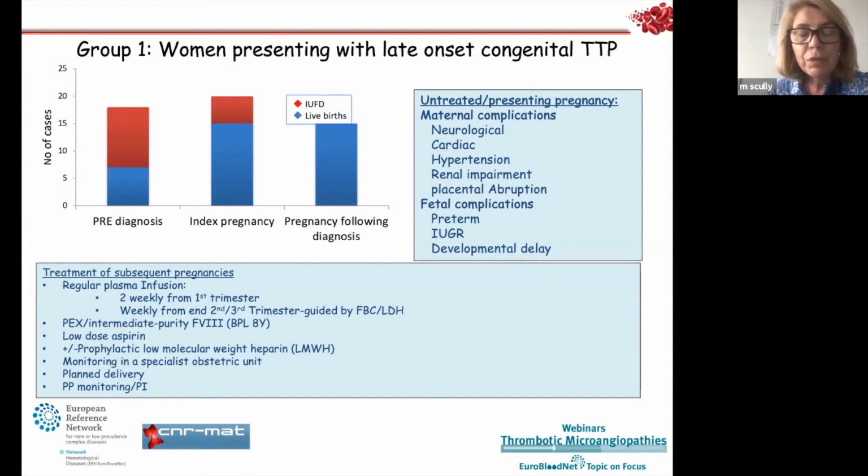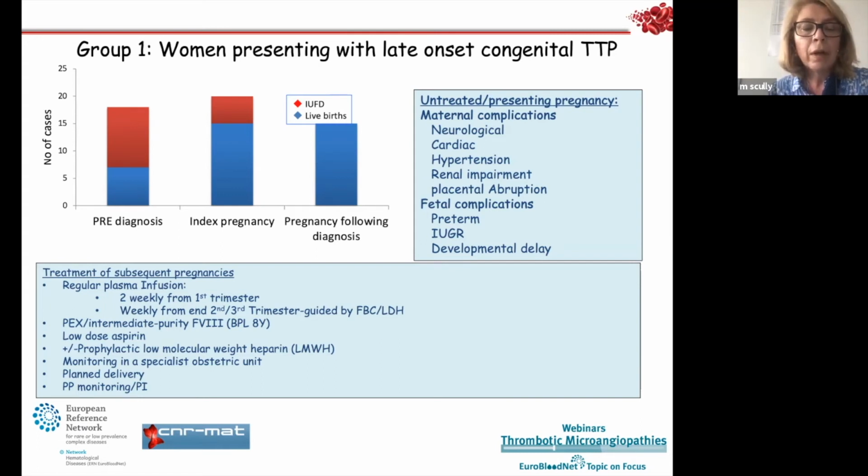If their condition continues to deteriorate, we would instigate plasma exchange, e.g. weekly. And sometimes it's not possible to continue with plasma because of reactions, and we have managed some ladies with intermediate purity factor 8. It is not ideal. They're all on low dose aspirin, and typically they're all on prophylactic low molecular weight heparin. If you go back to what I showed you from the placental gross findings, I think the rationale for this therapy is self-explanatory. Even though we're replacing ADAMTS13 and keeping their bloods within the normal range, there is still the risk of continuous microthrombi formation during pregnancy, and we have to prevent that as much as possible to ensure the best fetal outcome.